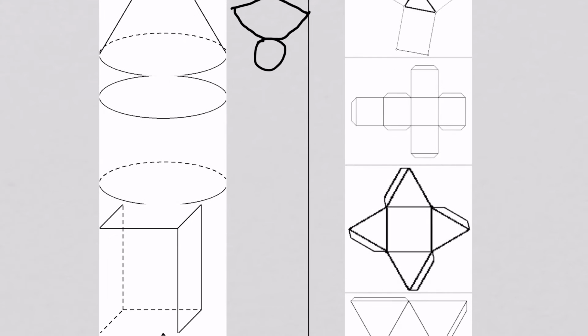The next one is a cylinder. For a cylinder, what you want to do is make a rectangle. That's the lateral surface of the cylinder. And then put a circle on the bottom and a circle on top. And you got a cylinder.